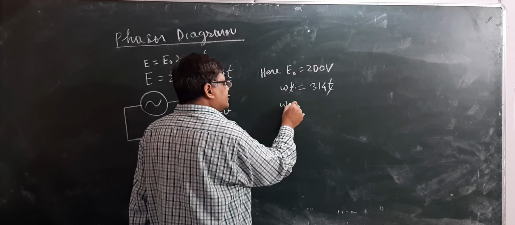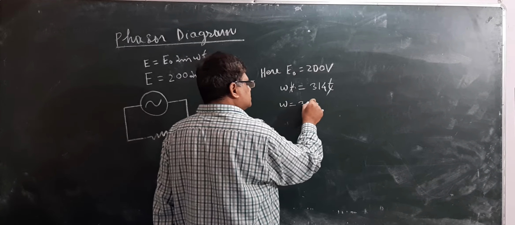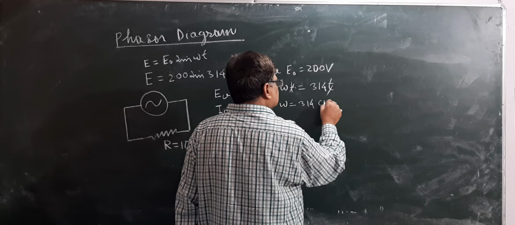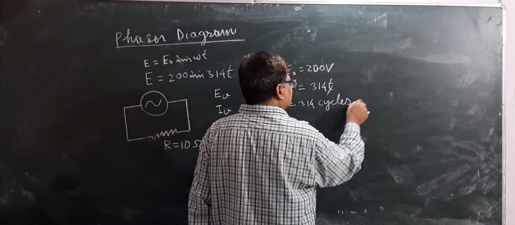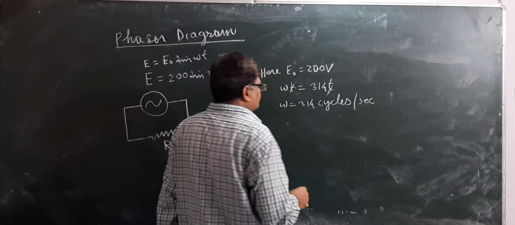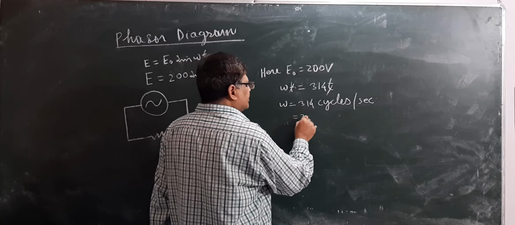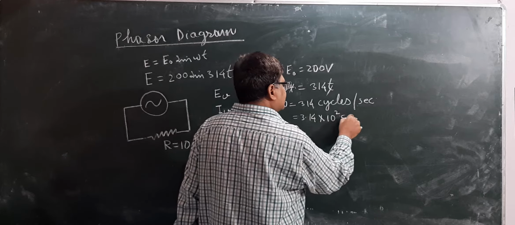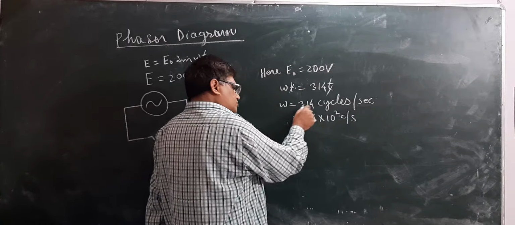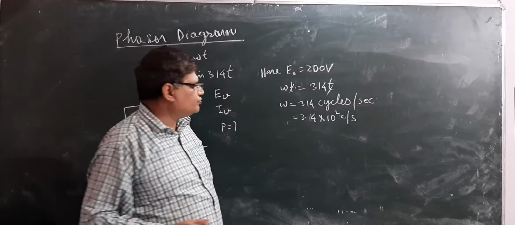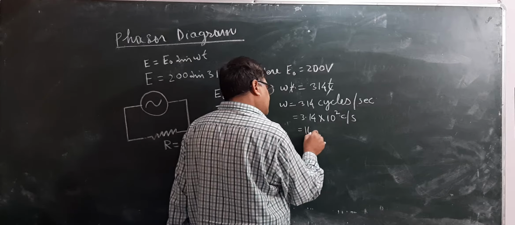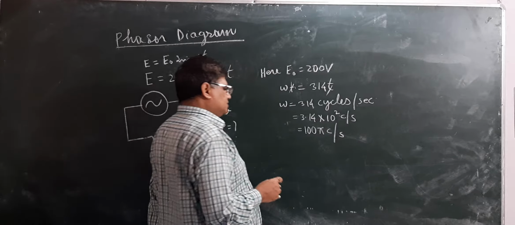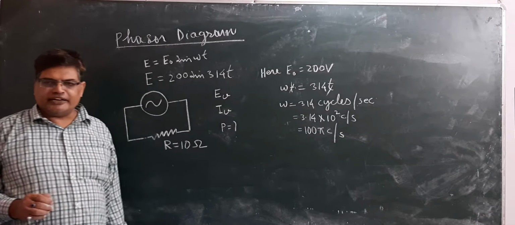You will get omega, that is angular frequency, is equal to 314 cycles per second. So this can be written as 3.14 into 10 to the power 2 cycles per second. So 3.14 is pi. So this can be written as 100 pi cycles per second. So that is the value of omega.